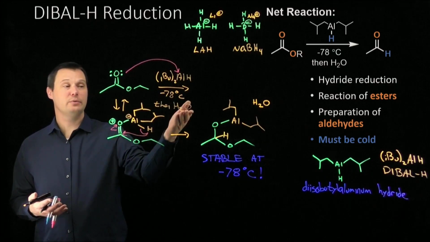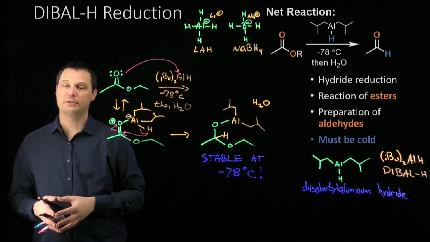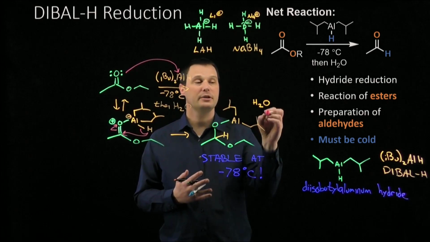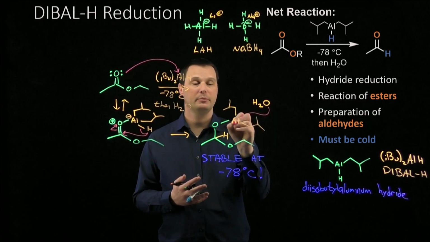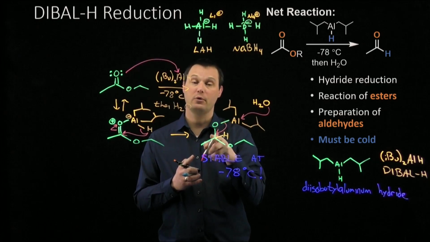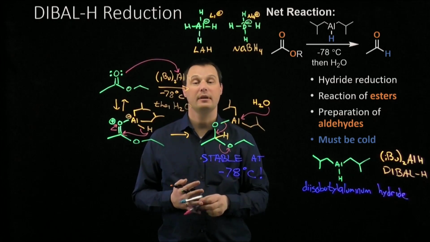Now we're ready to quench the reaction. We use water for our quench for this reaction. And we use water because of what we talked about earlier. Aluminum is very oxophilic. The oxygen can form a bond with its aluminum, building up too much electron density around aluminum, breaking the aluminum-oxygen bond, reforming the carbonyl, and kicking out the ethoxide leaving group.